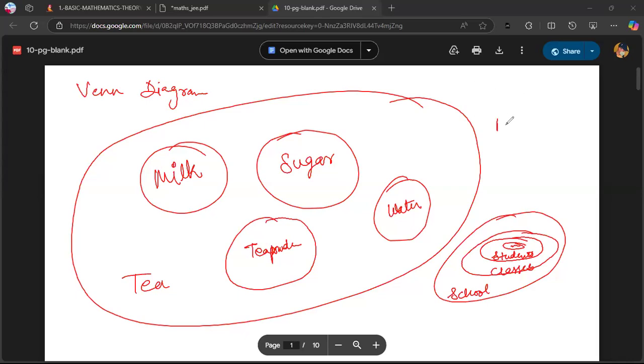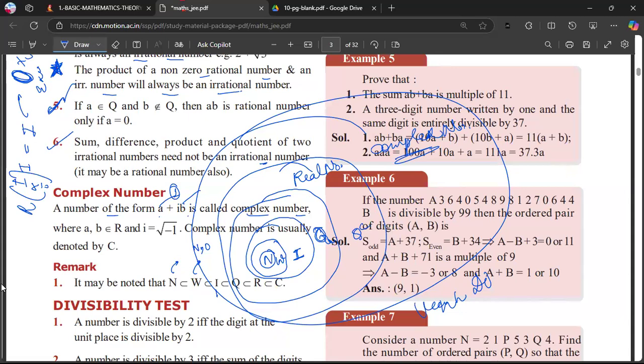Like a building is a big set, and there are rooms in it, and in rooms there are drawers, something like that. So it's the same analogy. It's the same here also: natural numbers, then whole numbers, then integers, then rational numbers, then real numbers, then complex numbers are the biggest set. The complex number is the biggest set of numbers. Understood? Yes, sir.